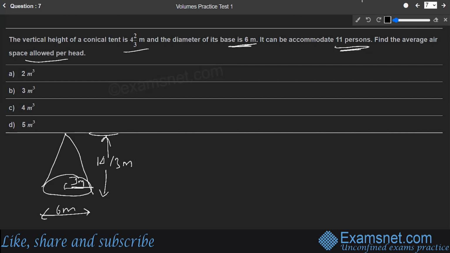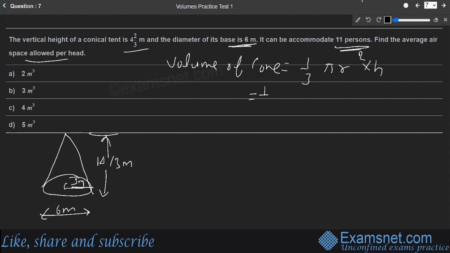So the volume of air inside will be nothing but the volume of this particular cone. So we need to find out, first of all, the volume of this cone. We have got all the values with us, so let us find the volume of the cone. The volume of the cone is given by the formula 1 by 3 pi r square h.